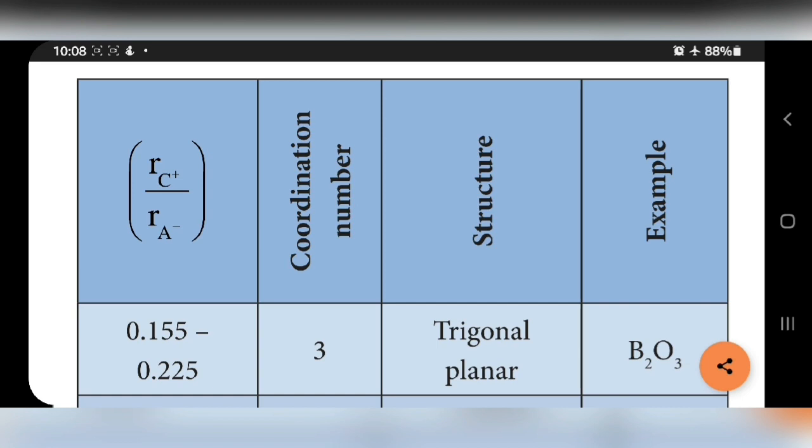If the radius ratio value is between 0.155 to 0.225, usually the coordination number is 3 for this radius ratio. Coordination number 3 means its structure may be trigonal planar. Example for that is B2O3.